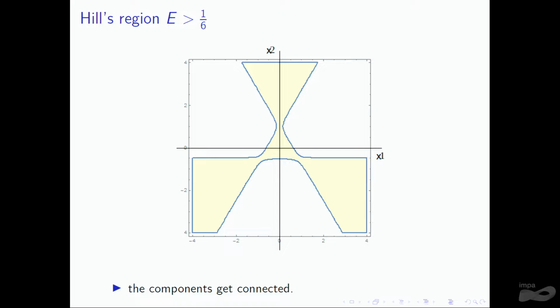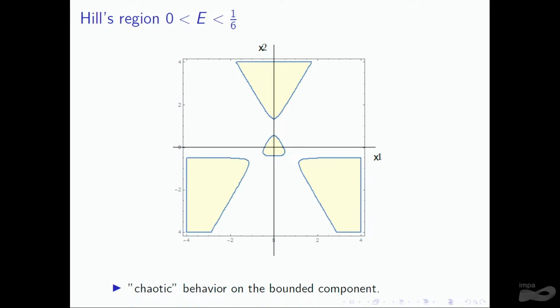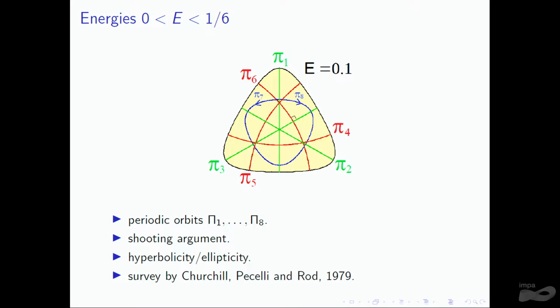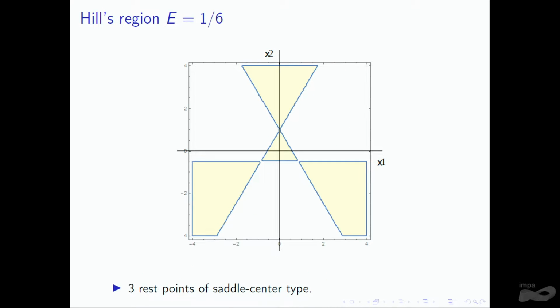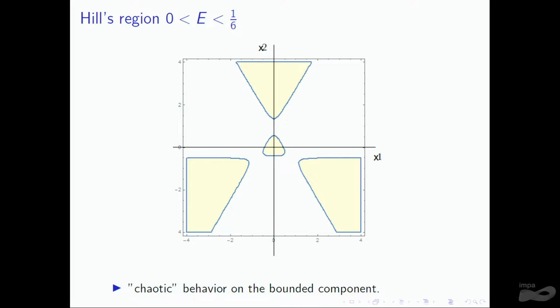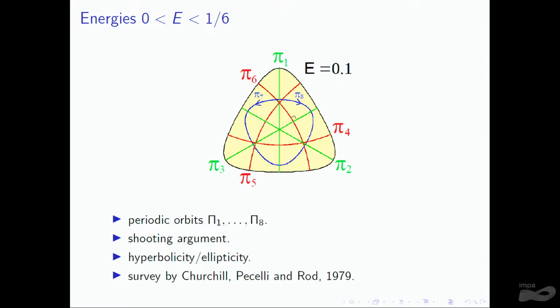So I will try to explain a little bit more of the dynamics in this situation and in this other situation, in the bounded component here. So let me explain a little bit the dynamics in this bounded component here. It's well known that in this region here there are 8 special periodic orbits, and this is a true picture. It's the real flow. It's not just a scheme.